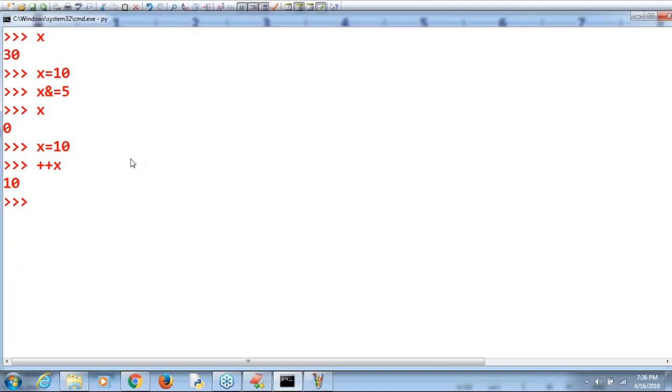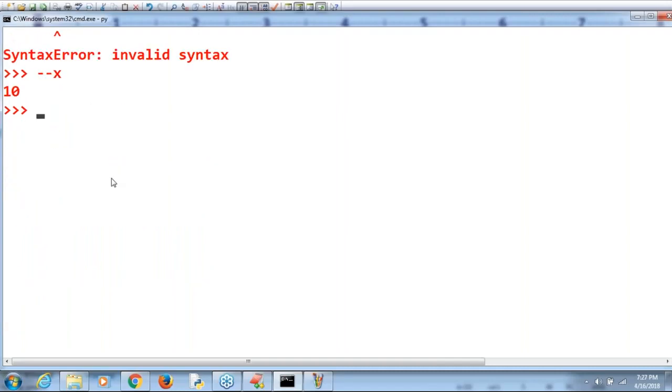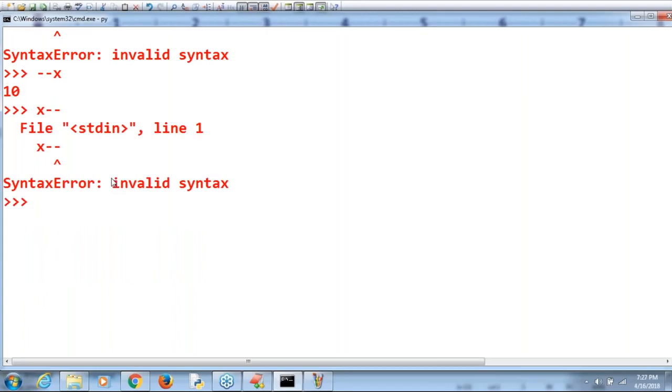Have you observed? Is it plus plus x? What about its value? We are going to get 10 only. Why is it 10? Plus plus x means first increment and then right. Okay, x plus plus, I'm getting a syntax error. Remember this one. Next, minus minus x, 10 only. Next, x minus minus, invalid.